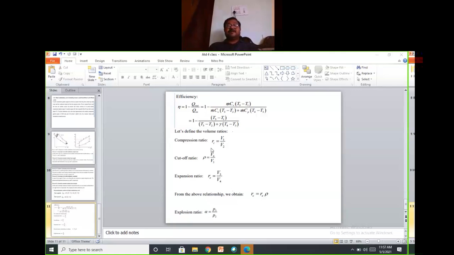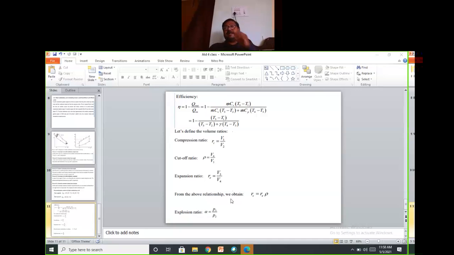If you want to simplify the thermal efficiency of the dual cycle, limited pressure cycle, or mixed cycle, these ratios are very essential. The compression ratio occurs in the compression process. The cutoff ratio occurs in the fuel supply process. Then there is the expansion ratio, where r_c, the compression ratio, is equal to the expansion ratio times rho, the cutoff ratio. One more ratio is the explosion ratio, alpha, which is P3 by P2. P3 by P2 is the ratio due to the constant volume heat supply.